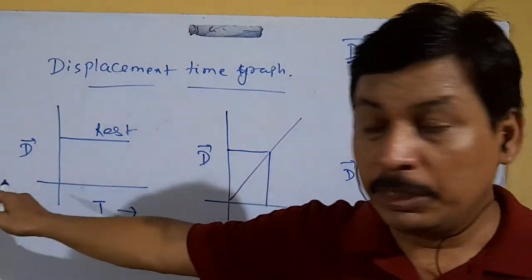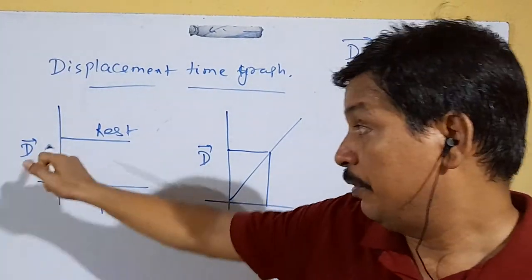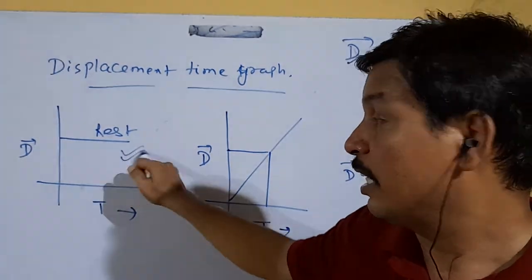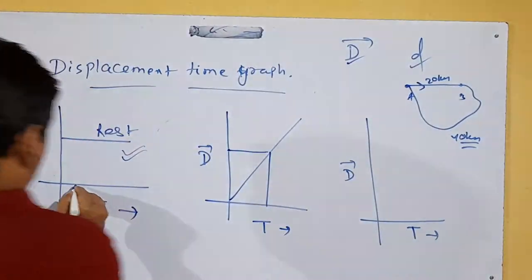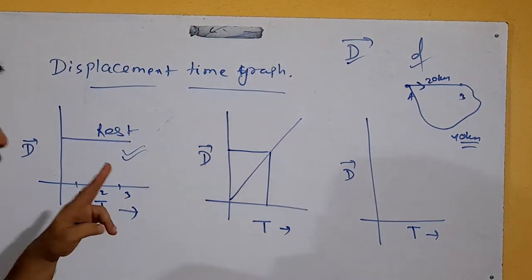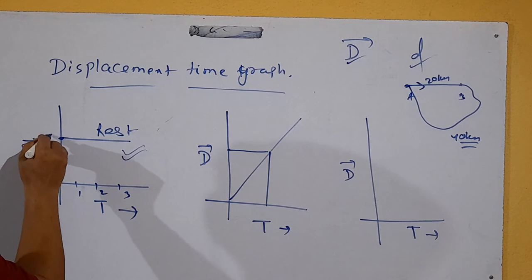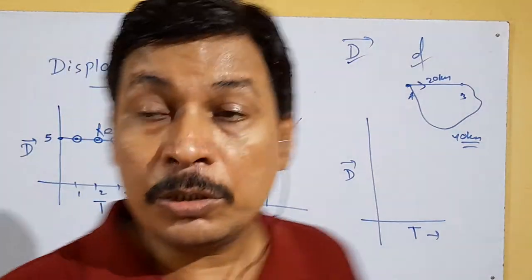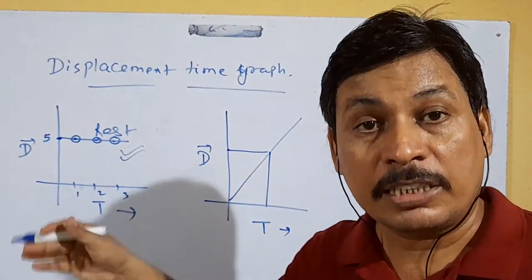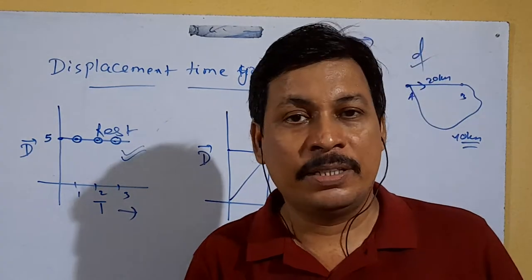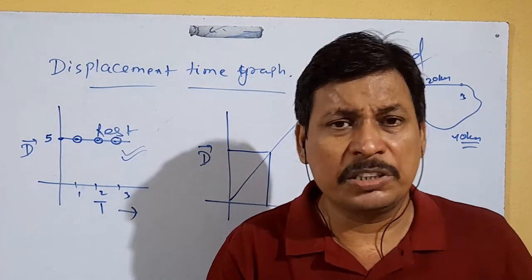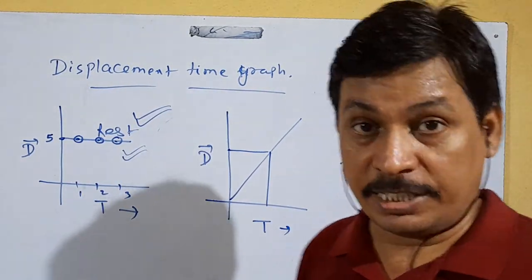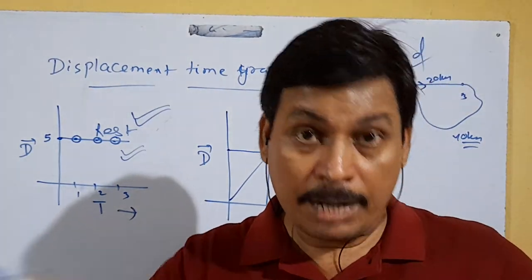So for displacement and time, if in a graph the graph is parallel to the time axis, then the body is at rest. How? Suppose this is 1, 2, 3 hours, and at 1 hour the body is at 5 km. At 2 hours also 5 km, at 3 hours also 5 km. The time is increasing but the distance is the same, 5 km. That means the body is at rest, in the same position. So this graph shows the body is at rest because the graph is parallel to the time axis.